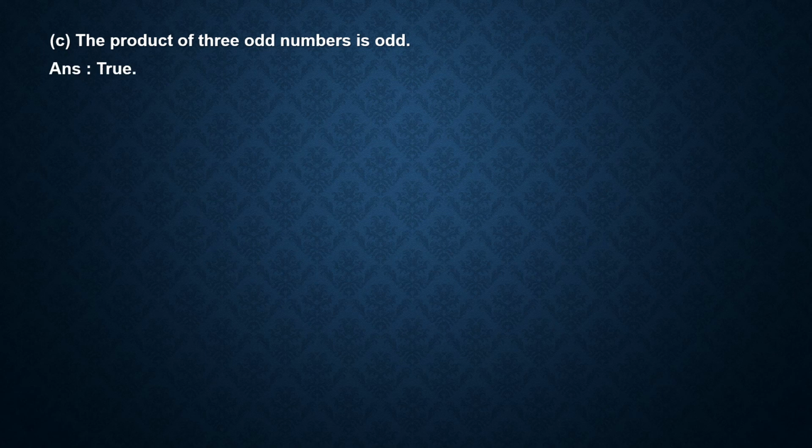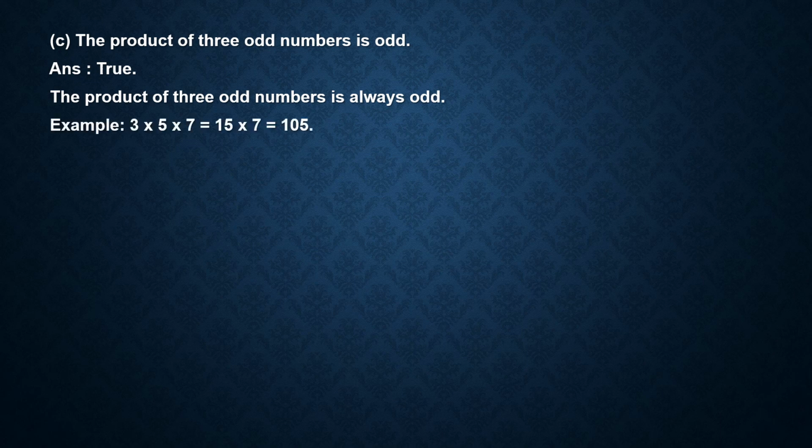Here comes the next part. The product of three odd numbers is odd. This is true. The product of three odd numbers is always odd. Let's take one example. 3, 5, 7 are three odd numbers and their product is equal to 105, which is an odd number. So this statement is true.